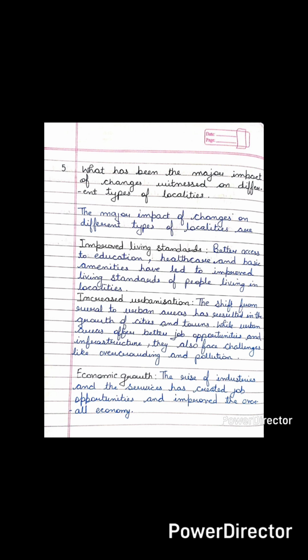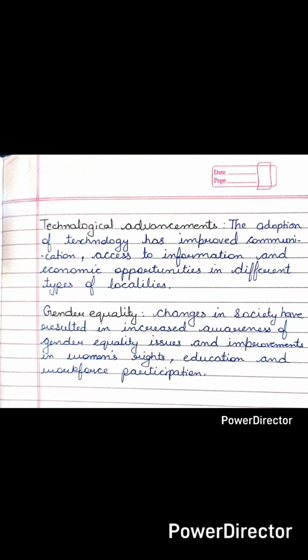Economic growth. The rise of industries and services has created job opportunities and improved the overall economy. Technological advancements. The adoption of technology has improved communication, access to information, and economic opportunities in different types of localities. Gender equality. Changes in society have resulted in increased awareness of gender equality issues and improvement in women's rights, education, and workforce participation.